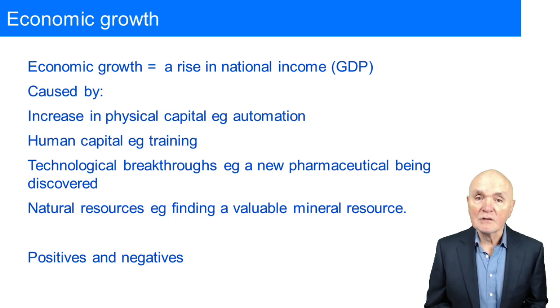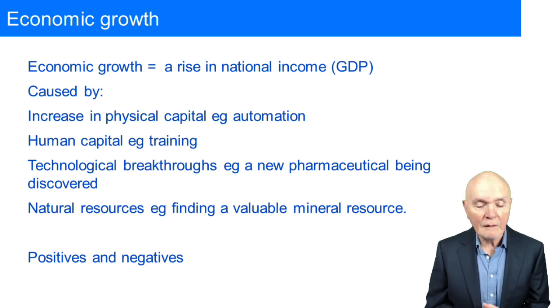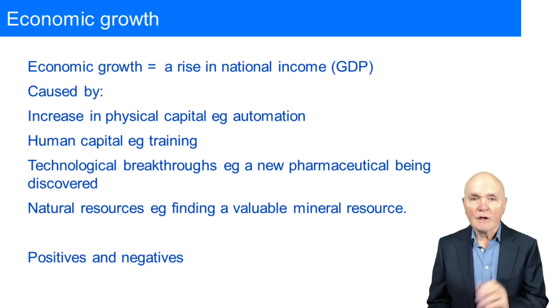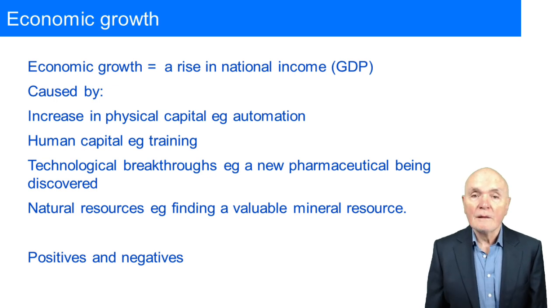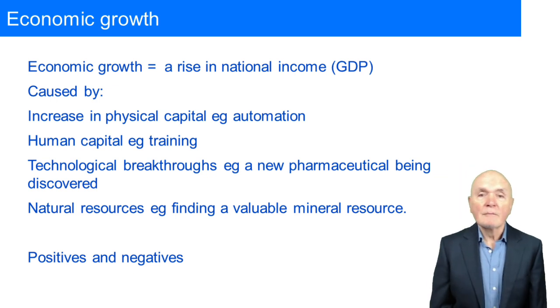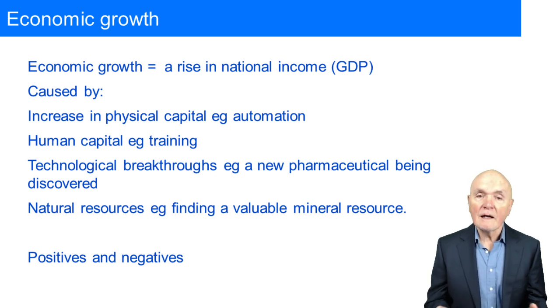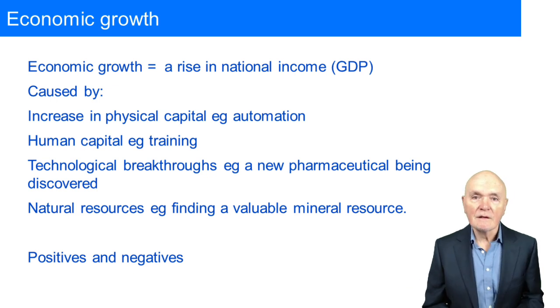It can be technological breakthroughs. To some extent, what we're talking about in physical capital touched on that. Automation is, of course, a form of technological breakthrough. But once you, for example, invent microelectronics, then we have personal computers, we have much better televisions, we have much better cars, and so on.